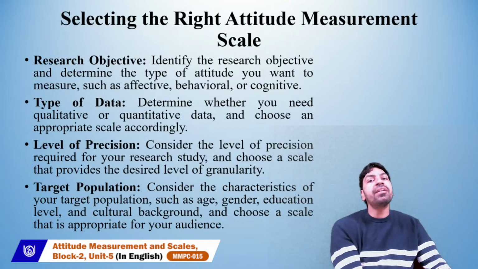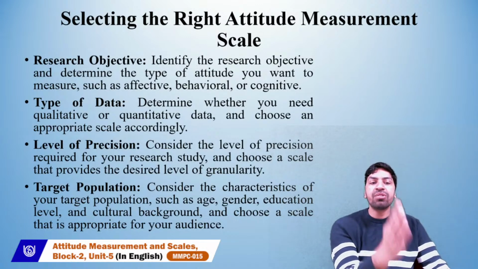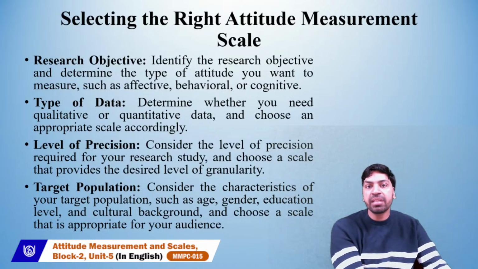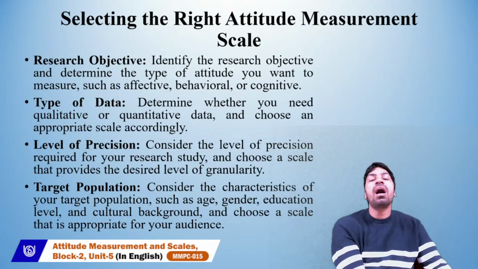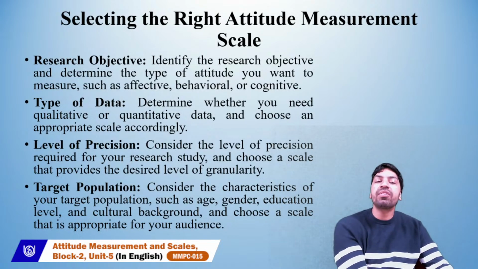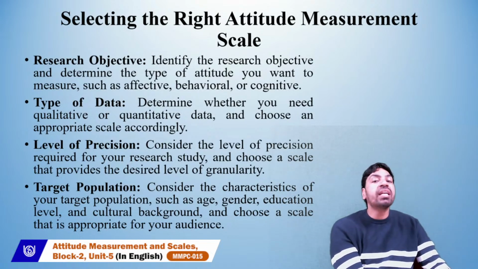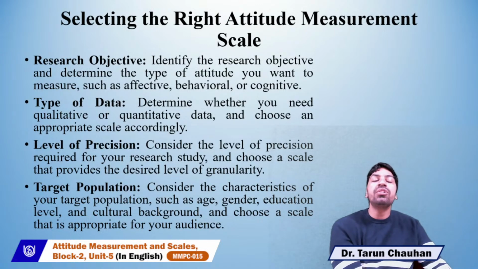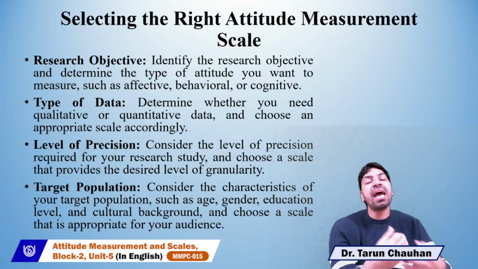Selecting the right attitude measurement scale is based on these four parameters. Research objectives: which objective a researcher has to use to assess the attitude of a respondent, that is affective, behavioral, and cognitive in nature. Type of data: it is necessary for the researcher to determine whether to use qualitative or quantitative data, and which appropriate scale to use accordingly.